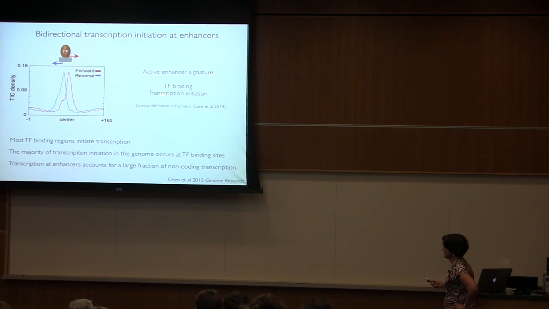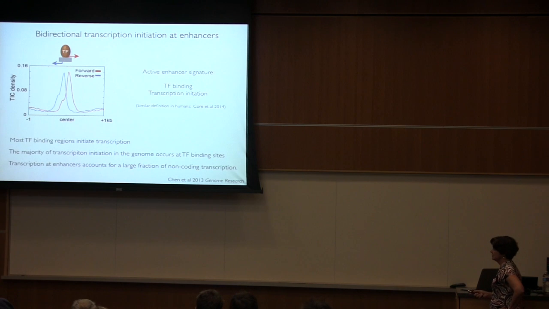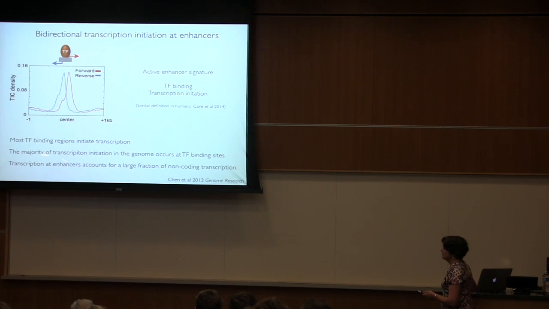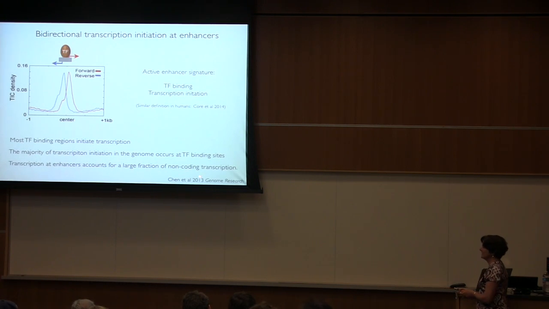A similar definition has been defined for humans. One thing I want to point out is that most transcription factor binding regions across the genome initiate transcription. We can detect initiation. And also the majority of initiation in the genome actually occurs at transcription factor binding sites. And if you put these together, you can conclude that transcription at these enhancer regions actually accounts for a large fraction of non-coding transcription. So when you see non-coding transcription, people talk about this and detect it, most of this in the worm genome, and I think probably in all genomes, is actually from initiations that are at enhancer elements.